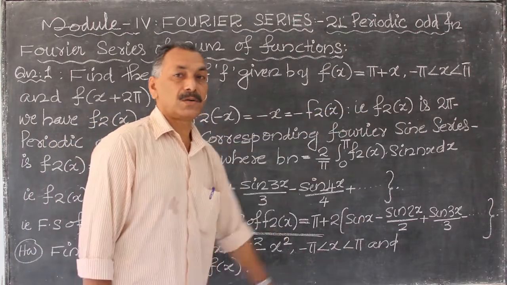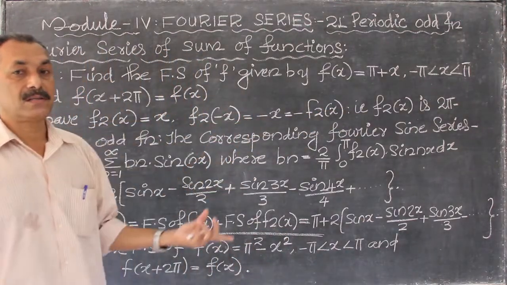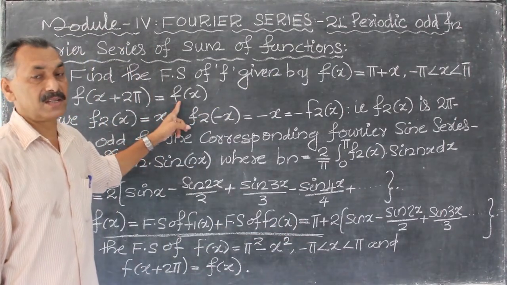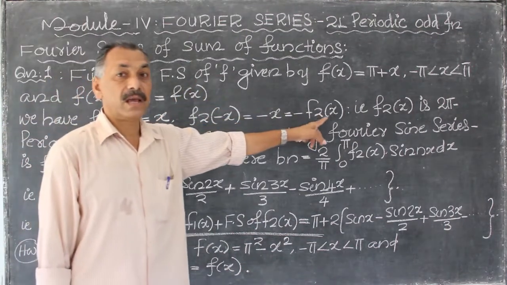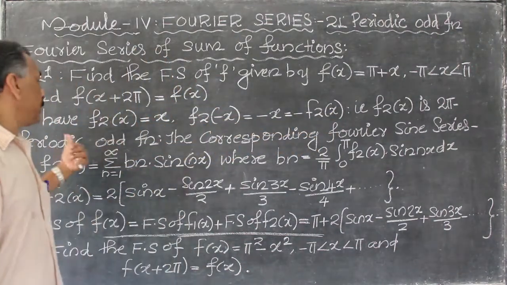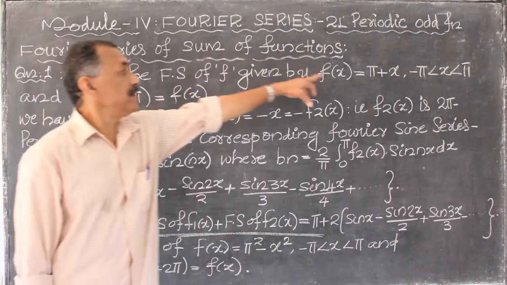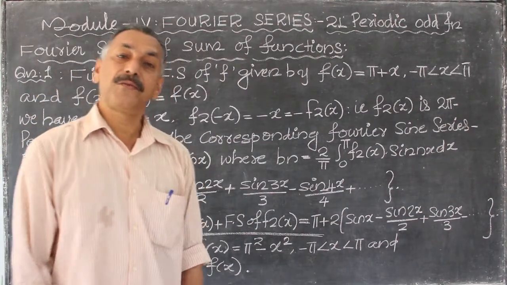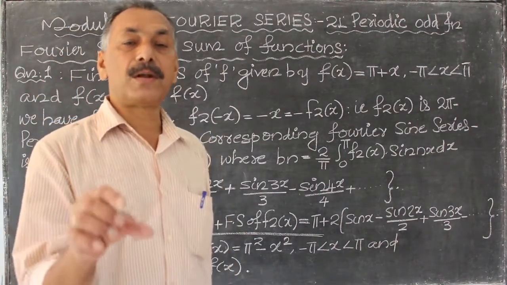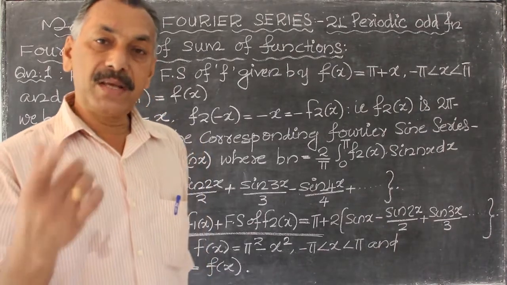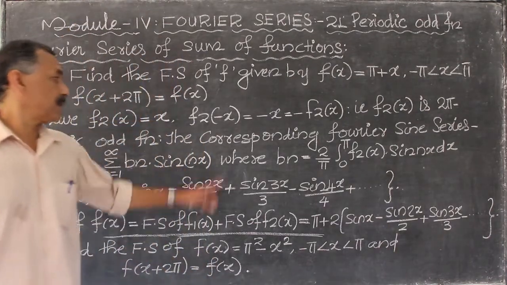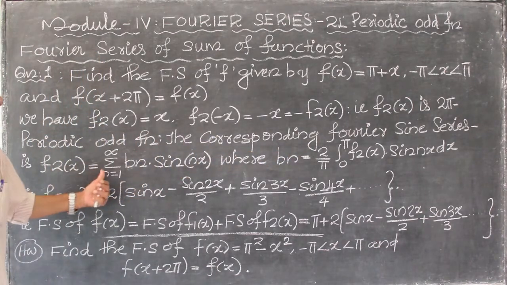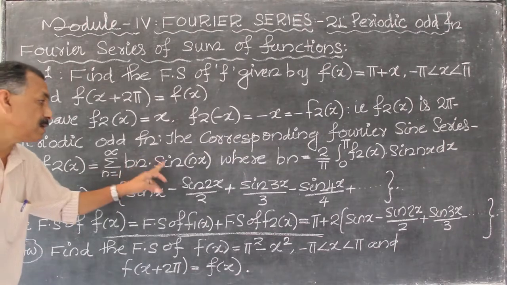f2(x) is equal to x, given that this function is 2 pi periodic. The assumption is given. And again it is an odd function. f2(x) is a 2 pi periodic odd function defined in the interval minus pi to pi. Therefore, the corresponding Fourier series is its corresponding Fourier sine series. That Fourier sine series is given by f2(x) is equal to sigma n 1 to infinity bn sin nx.